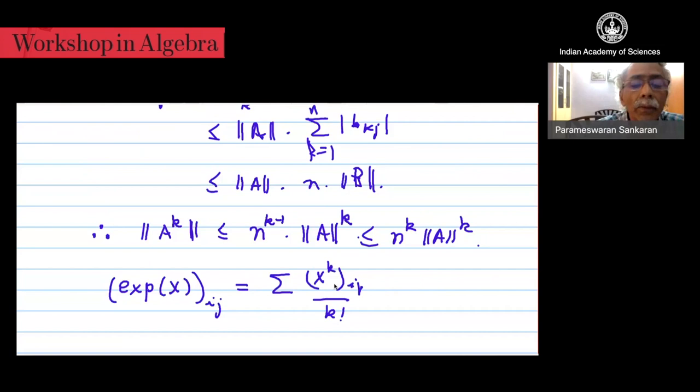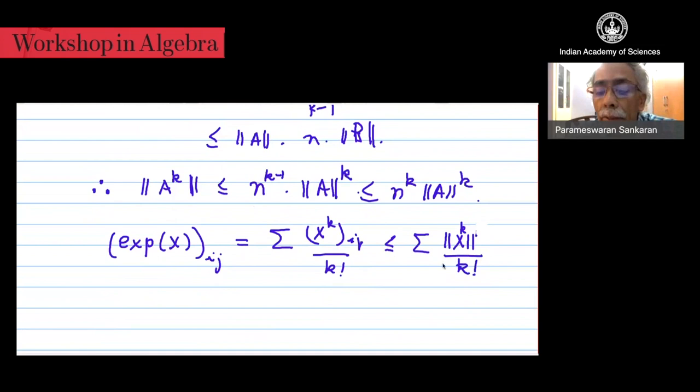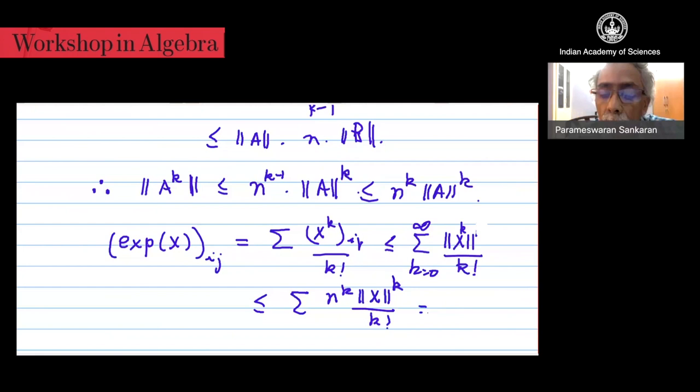So this is less than or equal to the summation. In the place of x you have A, so this is replaced by norm x power k. I write one more step: x power k, where the norm is inside first, not outside, divided by k factorial, where k is going from 0 to infinity. And this is less than or equal to the summation of n power k norm x power k divided by k factorial, and this is equal to an exponential. You can put absolute value everywhere, no problem. So e power n times norm x.